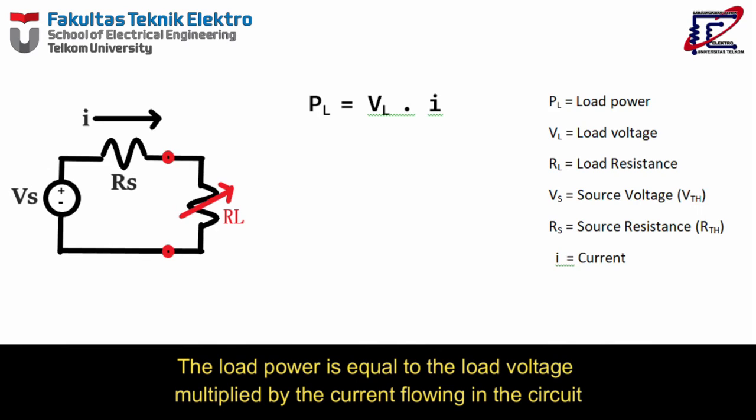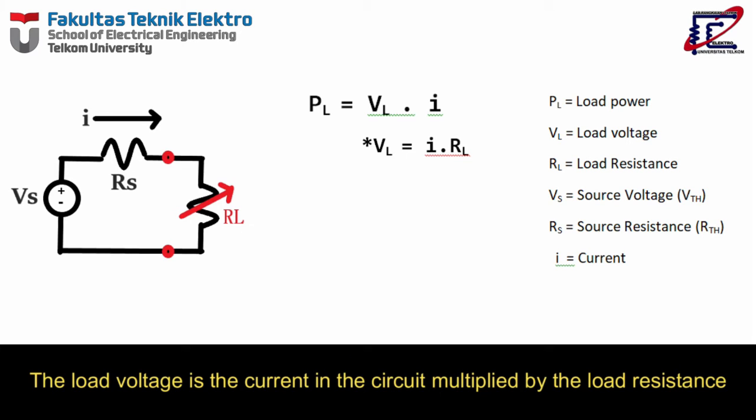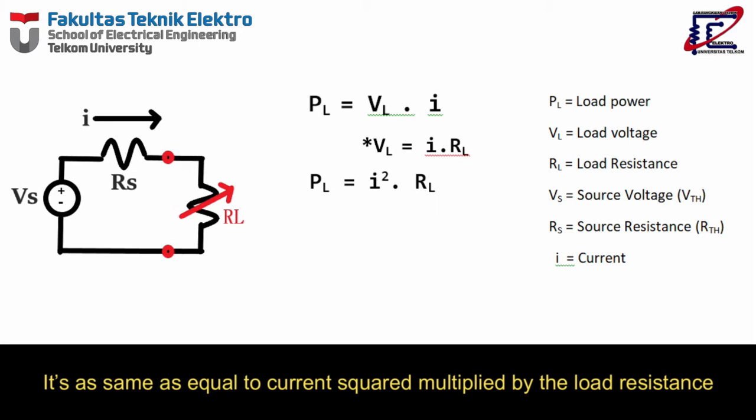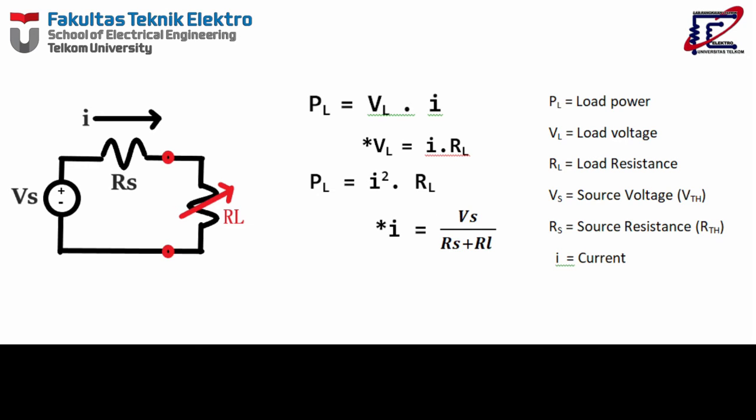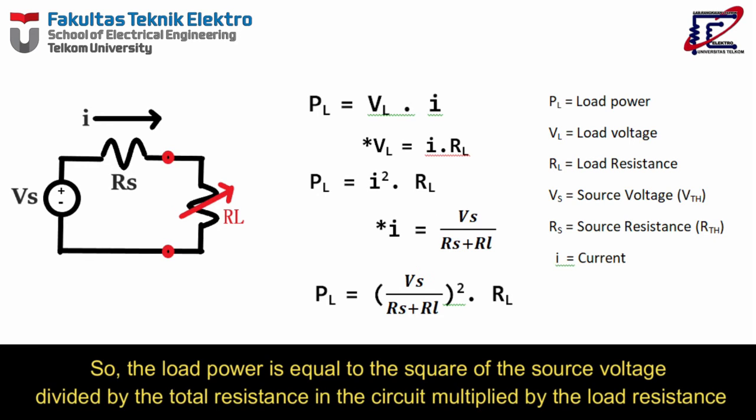The load power is equal to the load voltage multiplied by the current flowing in the circuit. The load voltage is the current in the circuit multiplied by the load's resistance. It is the same as the current squared multiplied by the load resistance. The current in the circuit is equal to the source voltage divided by the source resistance plus the load resistance. So, the load power is equal to the square of the source voltage divided by the total resistance in the circuit, multiplied by the load resistance.